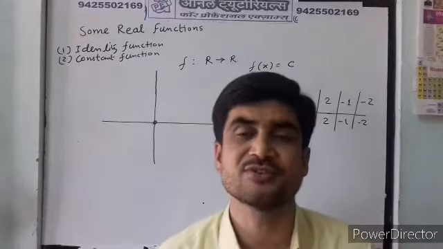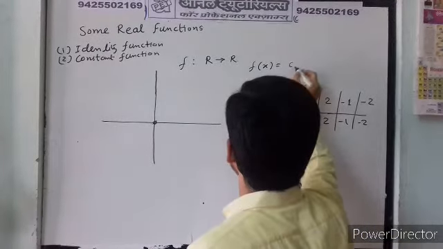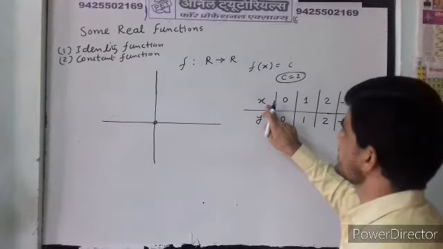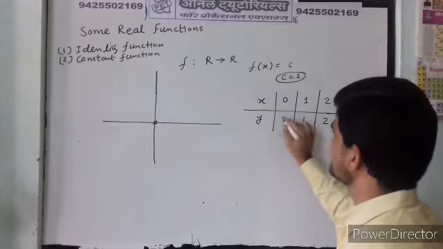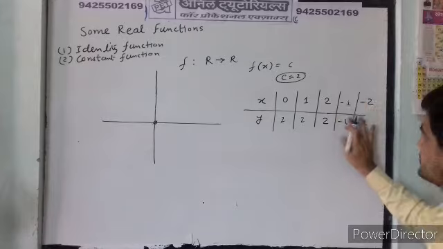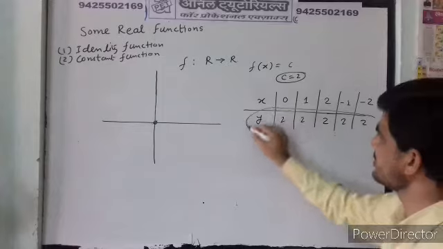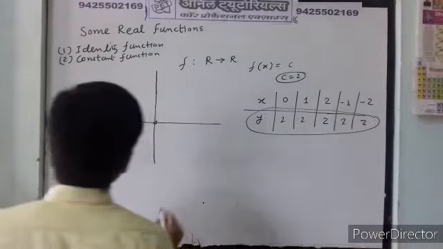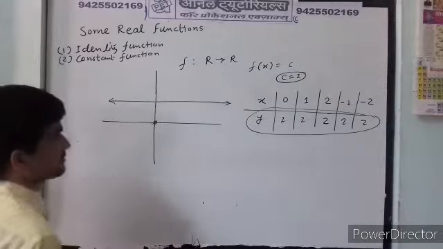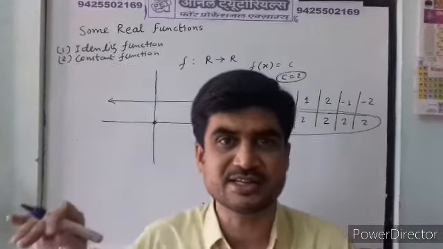Say I'm taking c equal to 2. So it will remain 2 only. Whatever values of x you take, x equal to 0, you will get y equal to 2 only. When x equal to 1, y equal to 2. X equal to 2, y is 2. X equal to minus 1, again y is 2. X equal to minus 2, again y is 2. Means the value of y is always 2. So its graph will be very easy. It will be parallel to the x-axis. Whatever values of x you are taking, your y is not changing.